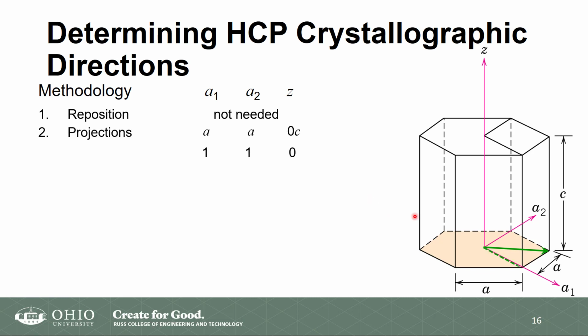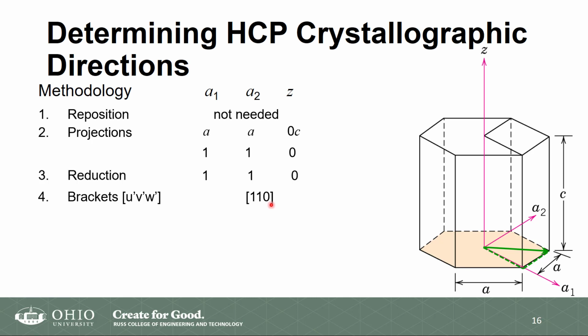So we have this projection here, which is for the A1, and that goes for a full length of A, as seen by this, and then A2 which goes a full length of A as well, as seen by this direction. And then we don't go up or down, so that's 0C. The next step is to reduce the values if we need to, which we don't. And then we put those in parentheses. So that represents our first 3 index, which is the first step we need to obtain.